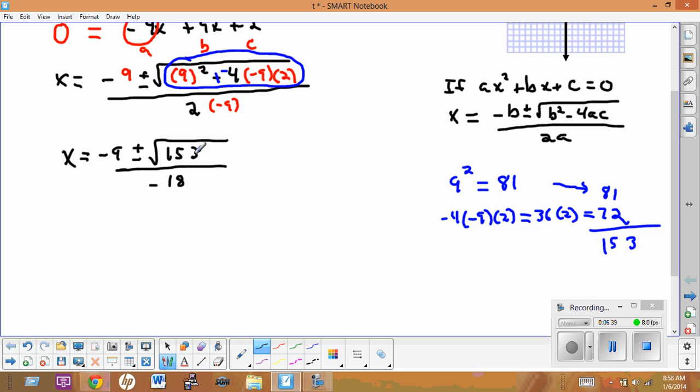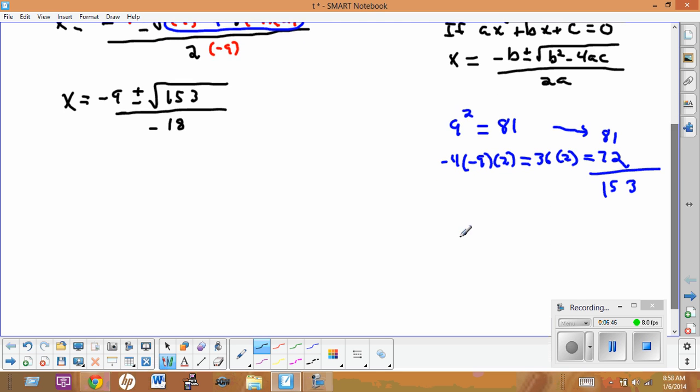Simplifying using the quadratic formula is usually done in 2 steps. The first thing we look for is, can I simplify the radical? So I'm going to come down here and look at the square root of 153. I know right away it's not a perfect square, but maybe there's a perfect square as a factor, so it can be simplified.